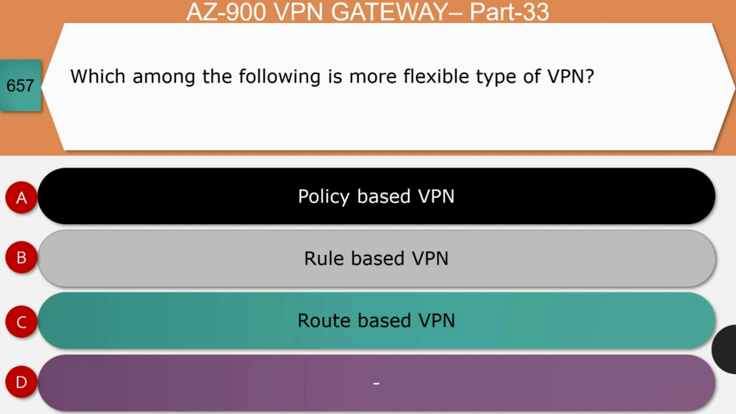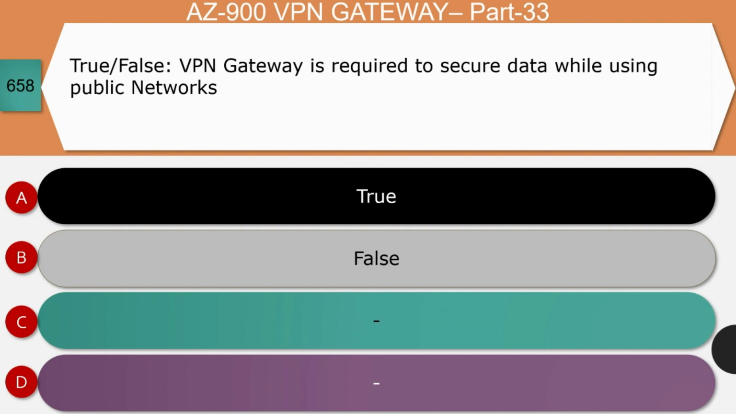Next question, which among the following is the more flexible type of VPN? Is it policy based VPN, or rule based VPN, or route based VPN? The right answer for this question is route based VPN, where you can specify the IP addresses and can work with. And also, route based VPNs are more flexible than policy based VPNs and can be used to connect multiple networks together. And so the right answer for this question is option C.